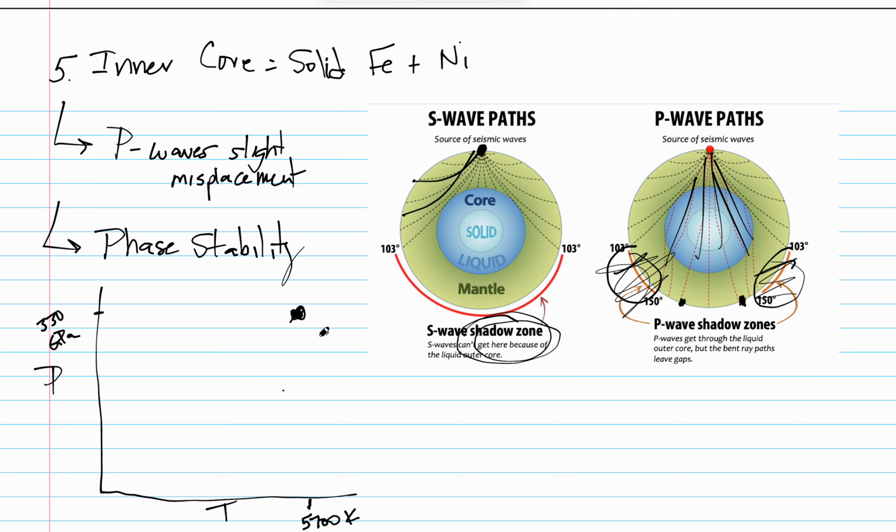And what's really cool is the phase stability between solid iron and liquid iron plots around this line here. And so where do we plot? We plot in the solid field, and therefore the Earth's interior, the inner core, should be solid.